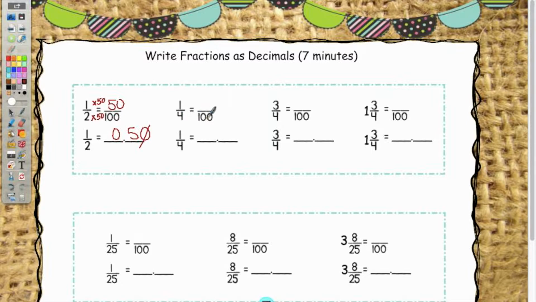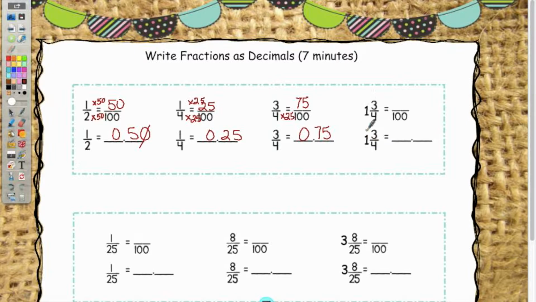4 times something equals 100. 25, like quarters. Okay, so 1 times 25 equals, so 25 hundredths is written 0.25. Okay, this one's a little different. 4 times 25 again, right? So 3 times 25, think 3/4. 75. So how do I write 75 hundredths as a decimal? 0.75.